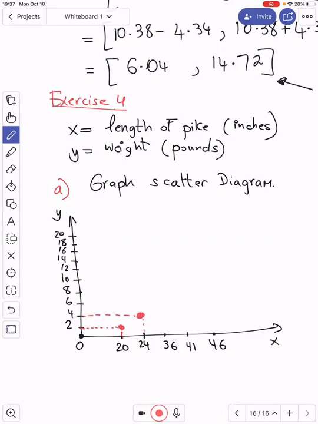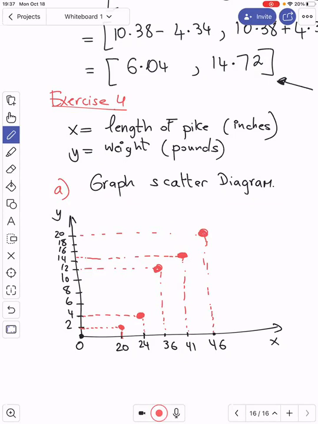Next point, x is 36, y is 12. Next point, x is 41, y is 15. So this is 41, and you need to go up to 15, which is between 14 and 16. So here's my point. And finally, last point, x is 46, and the corresponding y is 20. So we're gonna go up to 20 right here. That will be my last point.